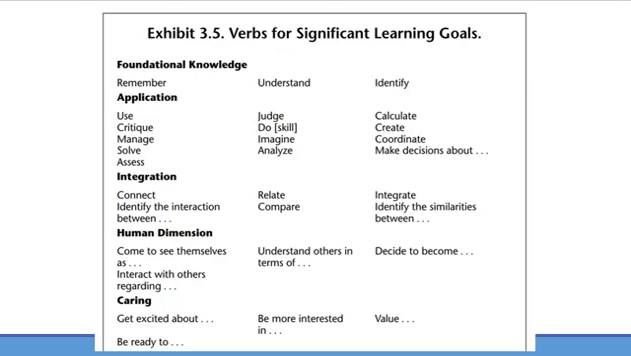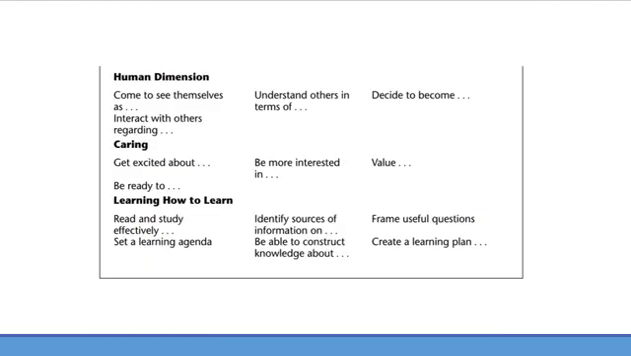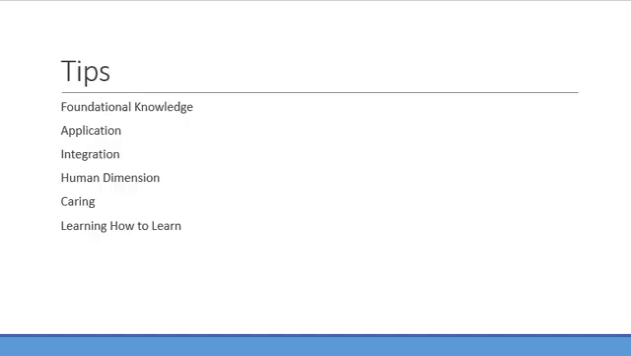To help with this process, review Exhibit 3.5. This is a list of verbs that would be appropriate for significant learning in different domains. And you'll notice that some of these are similar to what we would see with Bloom's taxonomy, but these are specific ones to Fink's taxonomy. If you need to, pause the recording and go back and look at those.